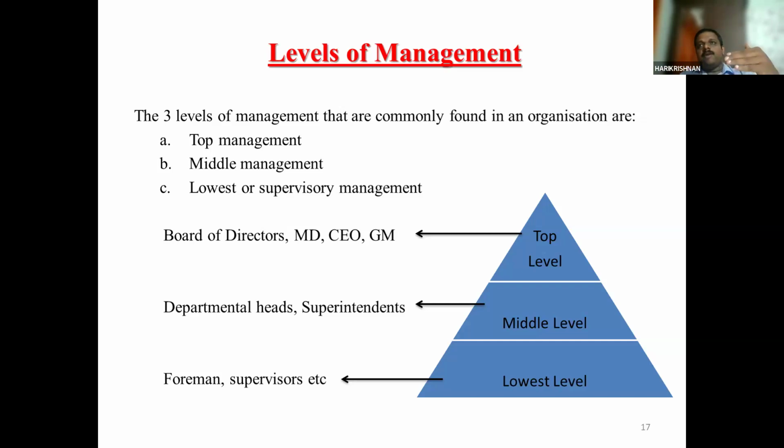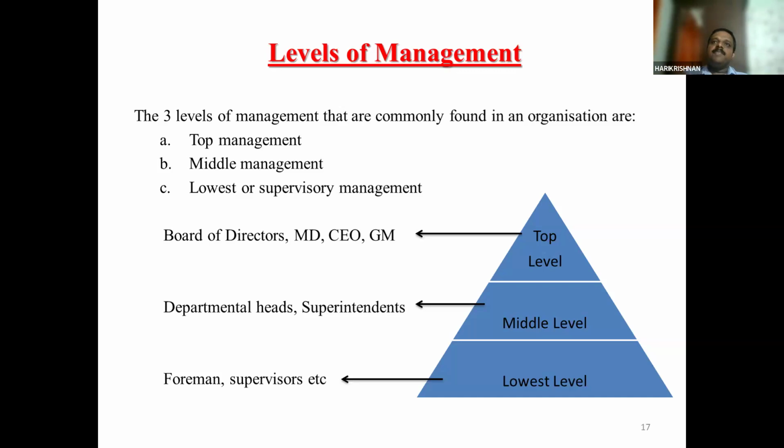So the top level, what they will do, I have told you in the last class itself. The board of directors or MD or CEO, whatever it may be, will have a discussion about their production schedule or about the development of a company. And what is their idea? They will be delivering this idea to the departmental heads or the superintendent.